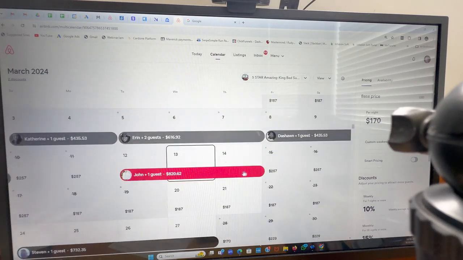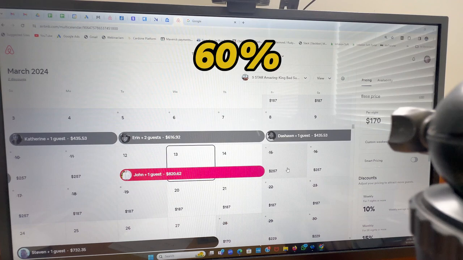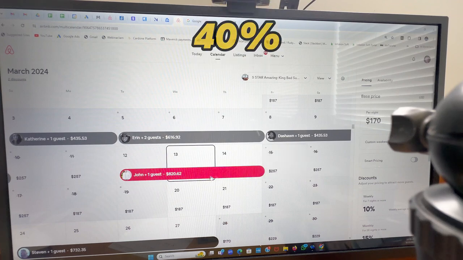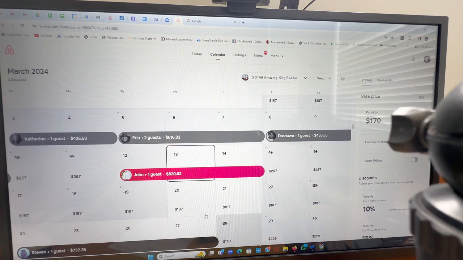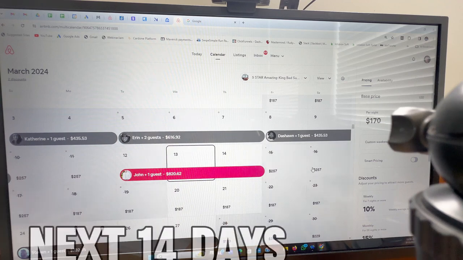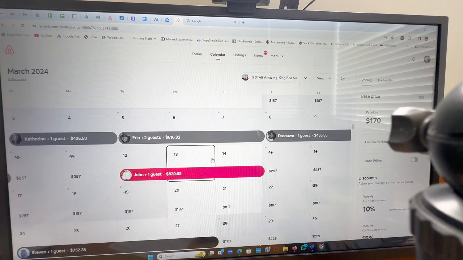If I didn't have these next 4 days booked, I would be lowering it 70%, 60%, 50%, and 40%. So what that means is this: if today's the 13th, I'm really looking at the next 14 days from today's date. That's what I care about, okay? Are they booked? Are they not?